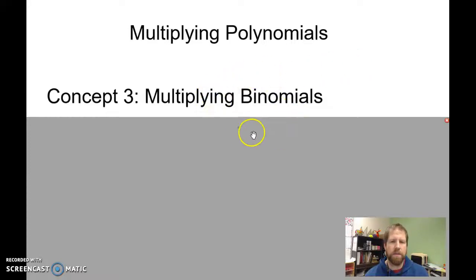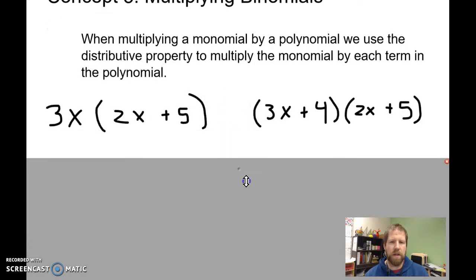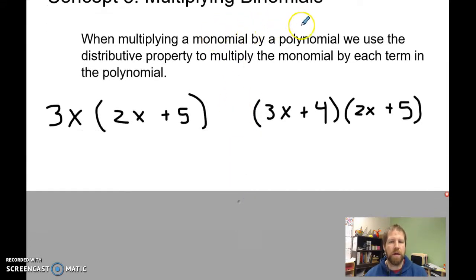Concept 3, multiplying binomials. So we have been multiplying monomials by a polynomial, okay? And what we do to do that is use the distributive property. So we multiply our term out here by each of the terms inside of our polynomial, okay?